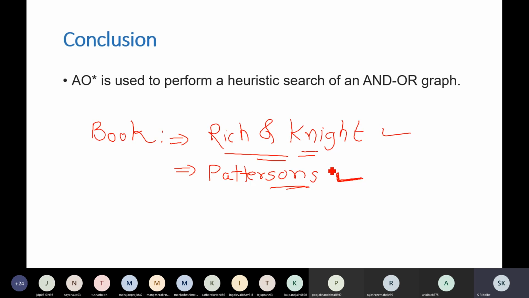You will be able to solve any example on the AO star algorithm. You will be able to apply it. The only leftover part is how you are going to code it. So that is an assignment for you if you are interested. Think of implementing this in Python.